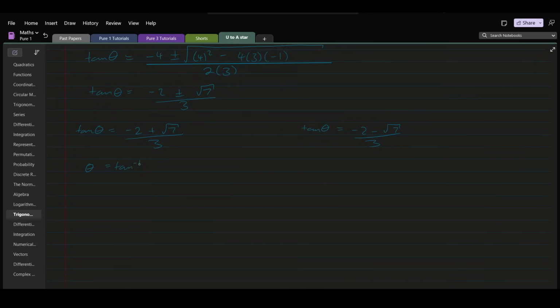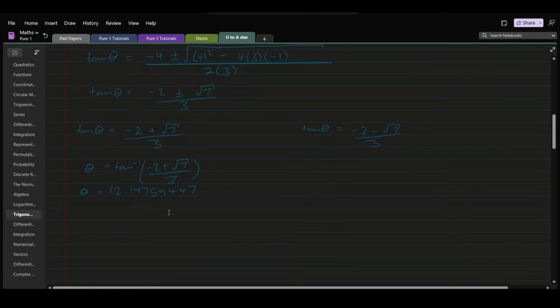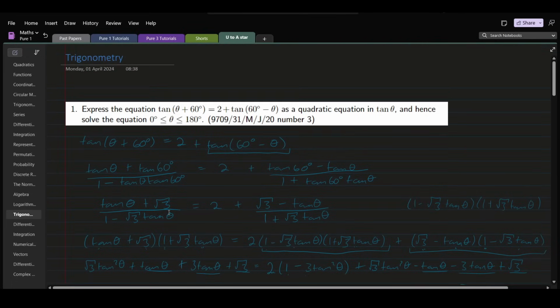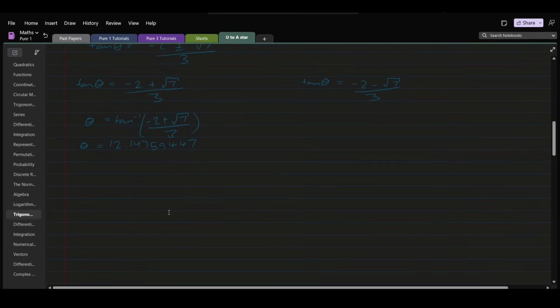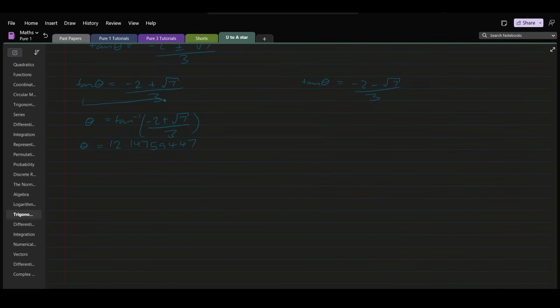Theta is equal to arctan of (negative 2 plus root 7) over 3. We are in degrees, so make sure your calculator is in degrees. That is arctan of (negative 2 plus root 7) over 3, and that gives us 12.14759447. Now our interval is that theta should be between 0 degrees and 180 degrees, so this will be our only solution from this equation.